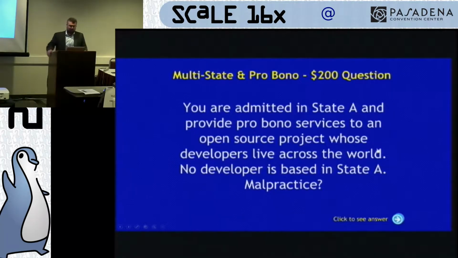Okay. Slowing it down. You were admitted in State A and provide pro bono services to an open source project whose developers live across the world. No developer is based in State A. Malpractice?